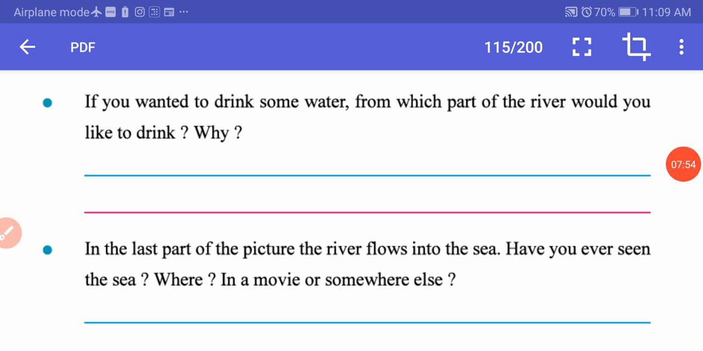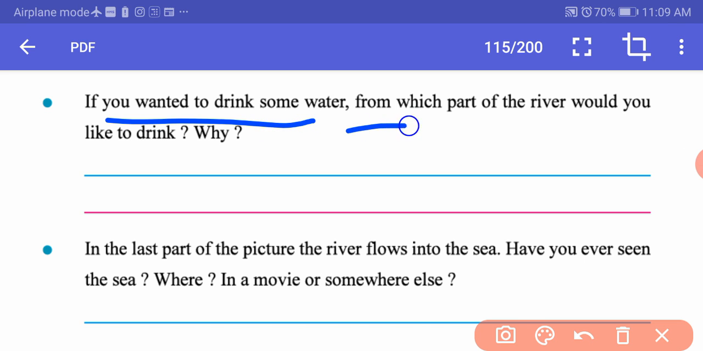Our next question is, if you wanted to drink some water, from which part of the river would you like to drink? Why? So your answer can be, I would like to drink water from the upper reaches, from the beginning of the river. That means the place near the mountains. The water near the source of the river is pure and uncontaminated. Uncontaminated means clean, not dirty.